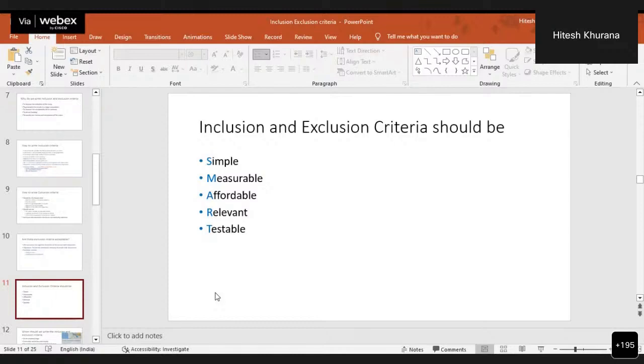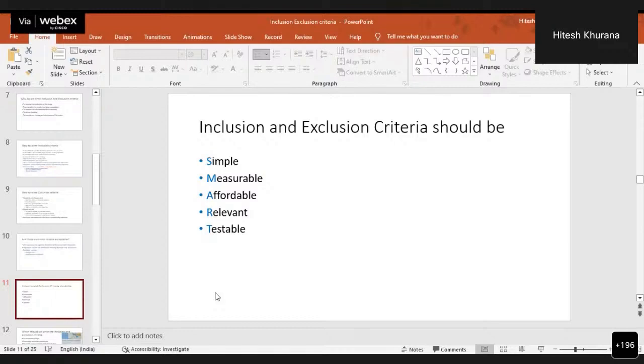Affordable. Instead of achievable, here I have written the term affordable. Affordable in the sense that these should not be too broad or too narrow, creating some kind of mess in our sample. If the inclusion criteria are too broad, we'll be taking almost everything in our sample, or if the exclusion criteria are too broad, we'll be rejecting and taking almost nothing in our sample.